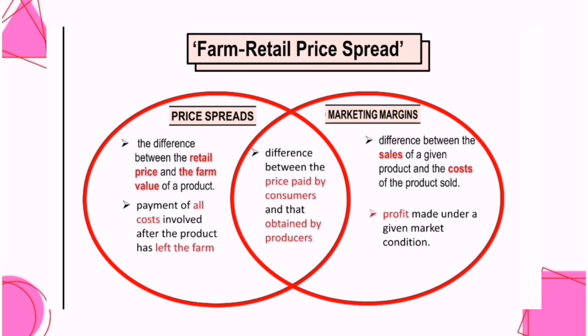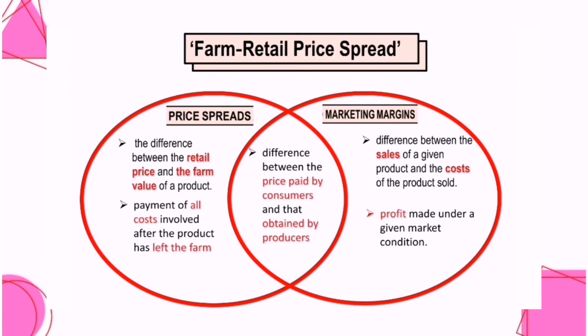So, para hindi tayo malito kung ano nga ba talaga yung differences ng dalawa, marketing margin, it involves yung mga products na process na or kinikreate na. Like for example, yung mga canned goods na makikita natin sa groceries.